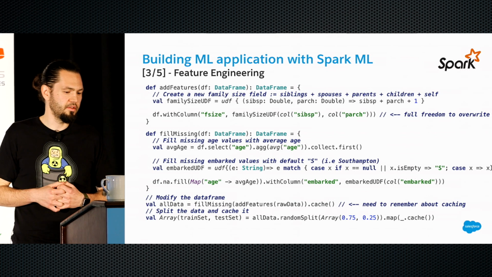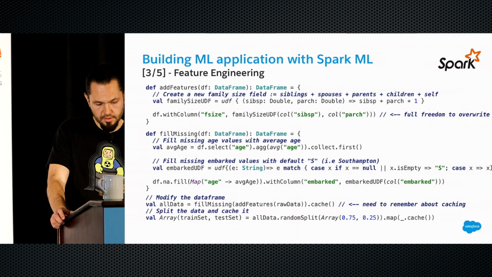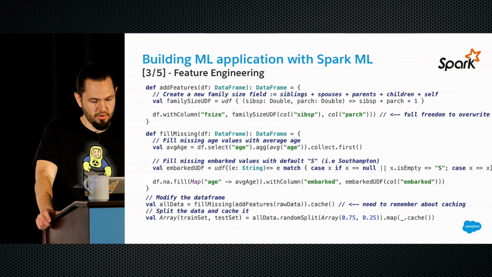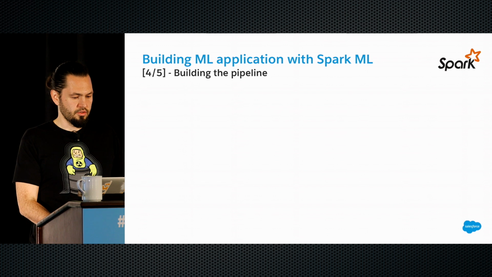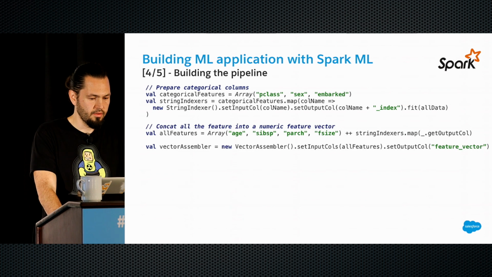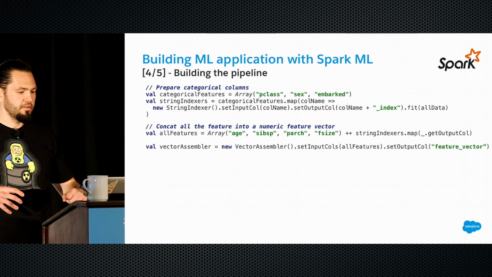So now I want to split the data into the train and test set and cache it as well. I need to remember to cache it. So I would say 75% of my data for training a model and 25% of my data to test it. So once I have that, I will start building a pipeline. That's how you do it in Spark. You would apply some string indexers for your data, then you would concatenate all the fields together and then finally build a vector from it.